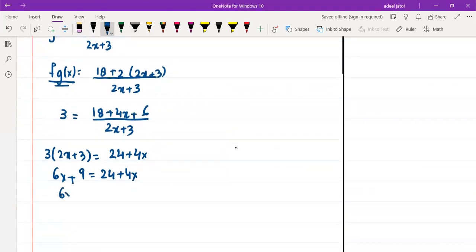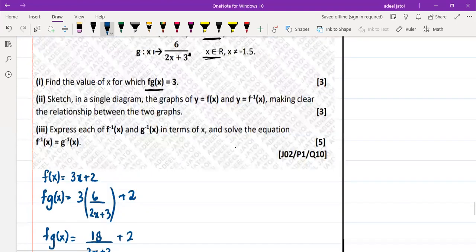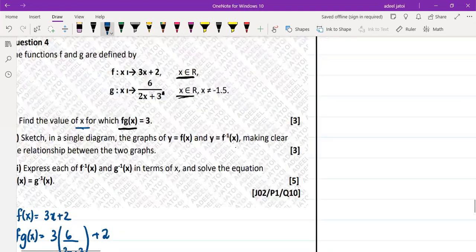Let's have 6x minus 4x is equal to 24 minus 9. So this will become 2x, and 24 minus 9 is 15. x should be 15/2 as an answer, because for part 1, the question says find the value of x when fg(x) is equal to 3.